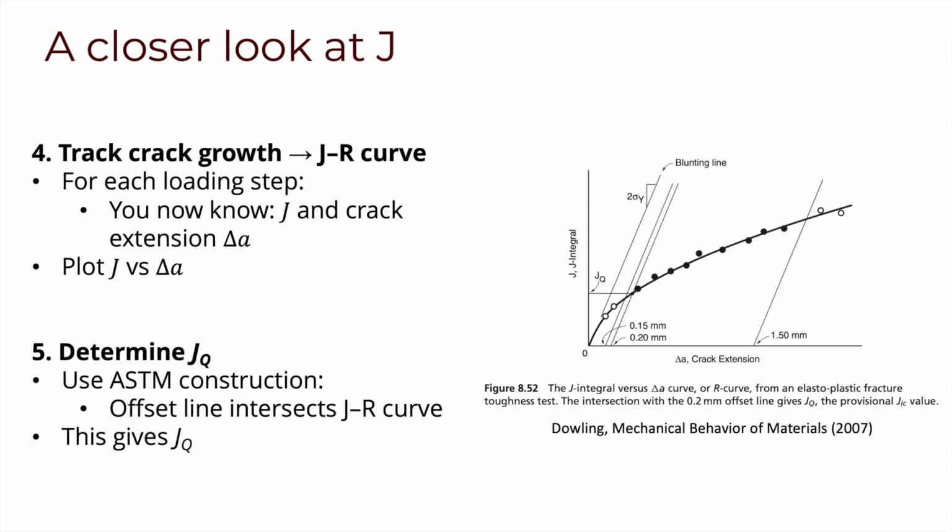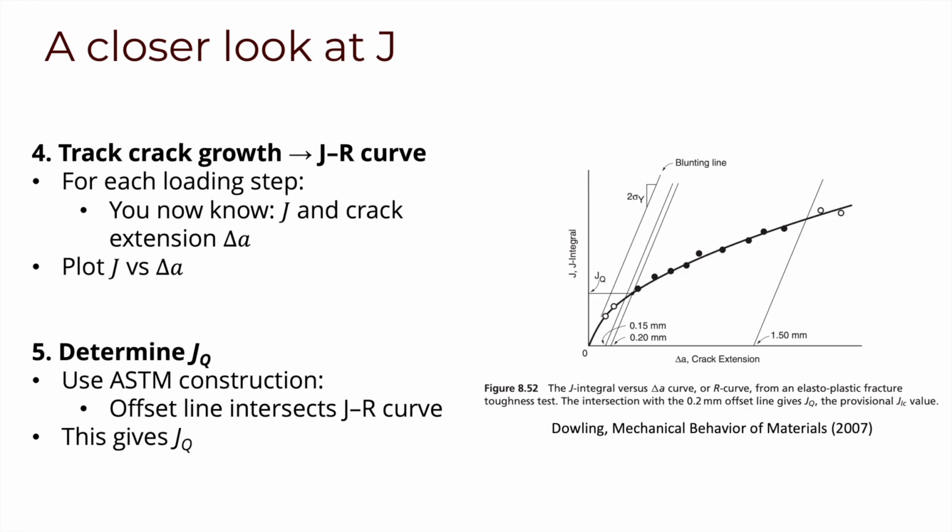Once we have J and the corresponding crack extension, we can construct the JR curve. For each loading step, we know both the J value and how much the crack has grown. Plotting J versus crack extension gives us the resistance curve, or JR curve. At small crack extensions, the initial portion is often referred to as the blunting line or blunting curve. This represents crack tip blunting before significant crack growth occurs. As loading continues, the curve transitions to stable crack growth, where the material's resistance to crack propagation becomes more apparent.